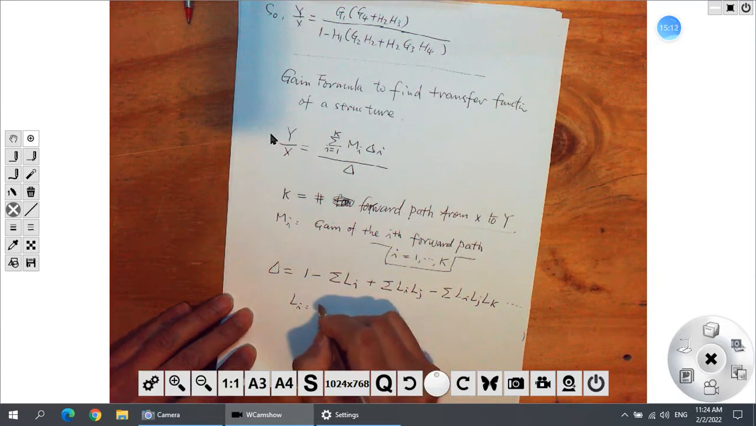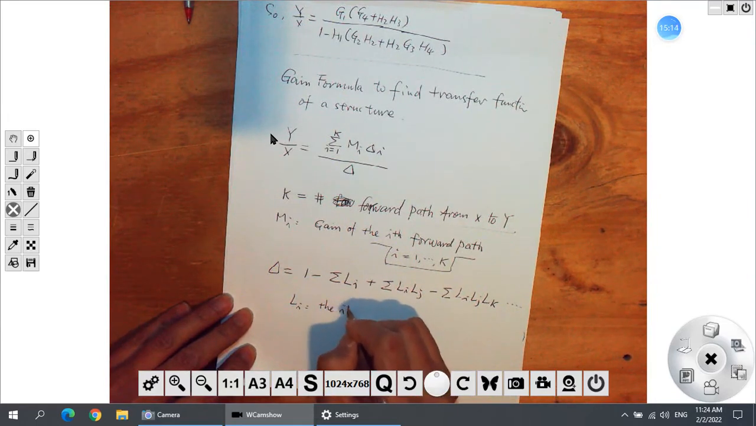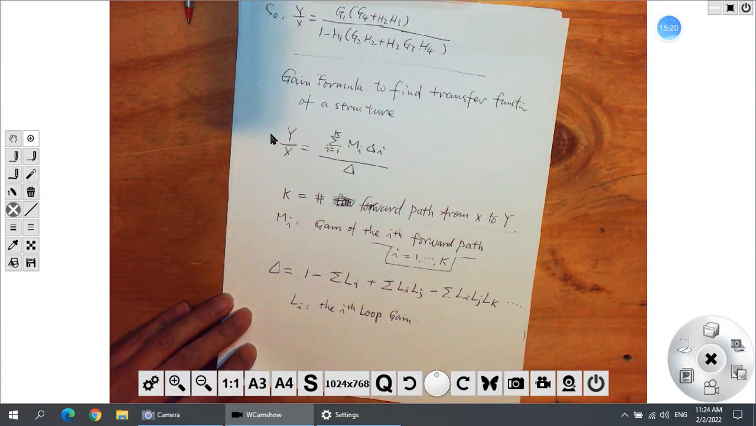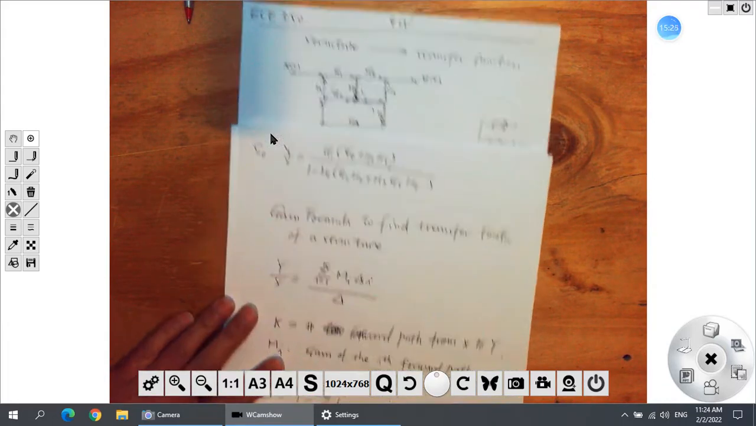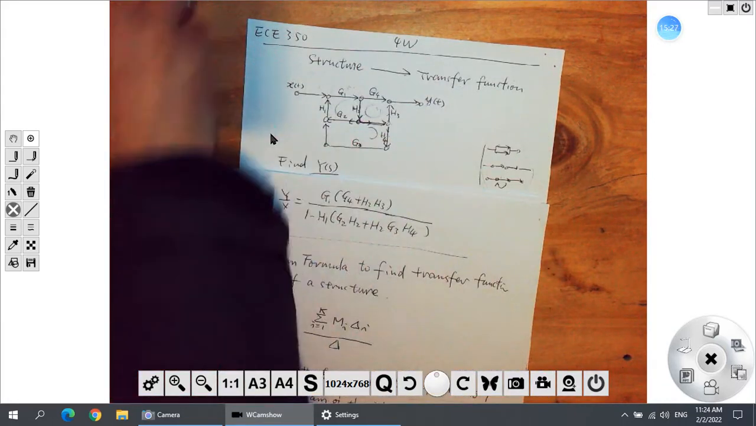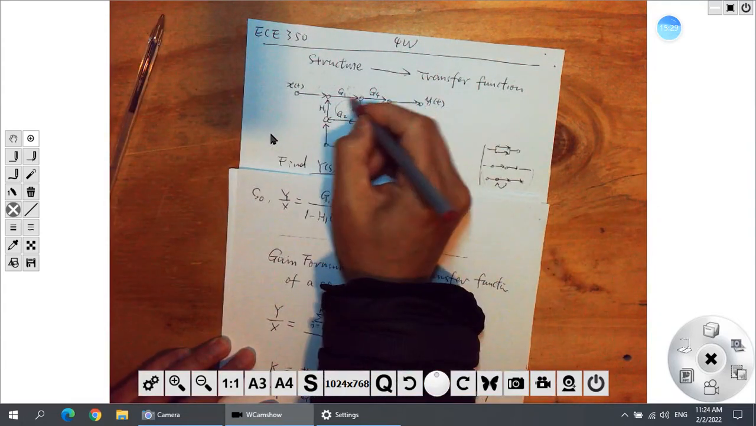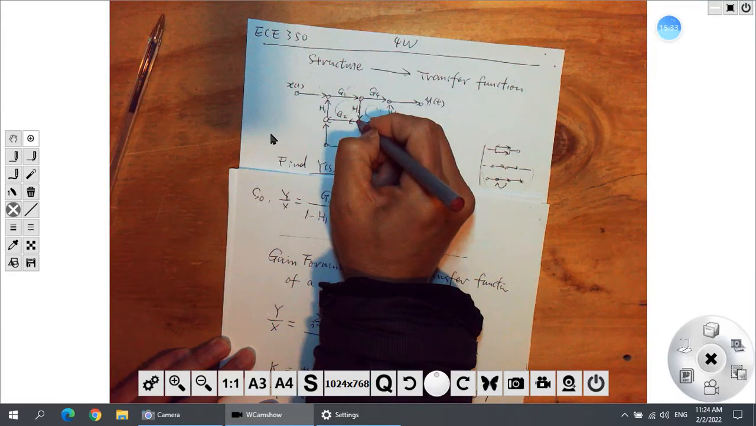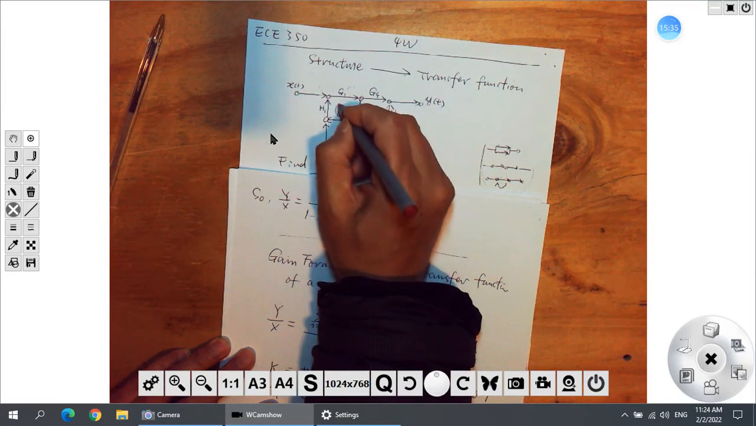Li is the ith loop gain. The ith loop gain. Make sense? Loop. So you look here, we have a loop in this graph. You see, this one goes forward and turns down, then backward and comes up. So this is a loop, right? This is a loop.